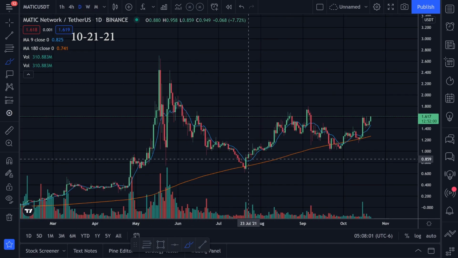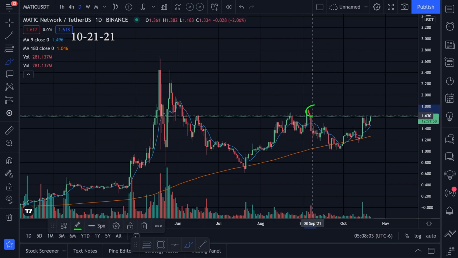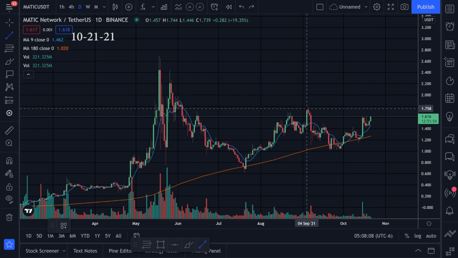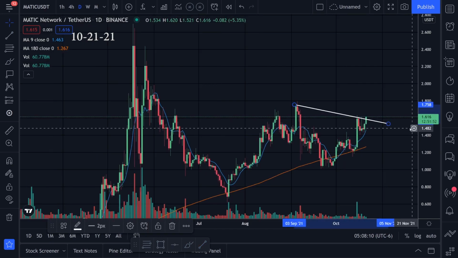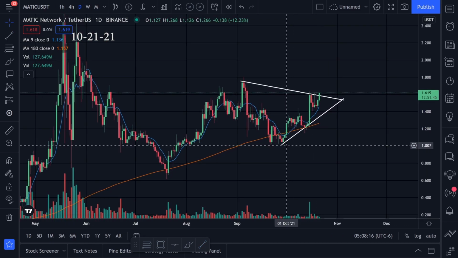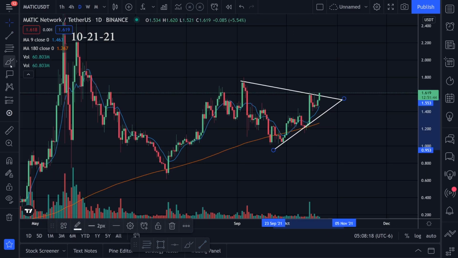Let's delete everything. I think what we're looking at really is this resistance here and this resistance here on this daily time frame. Let's do a downtrend, something like this. It looks like we're breaking to the upside right now. I would also do a bottom, something like that as well. Just something on the smaller time frame.